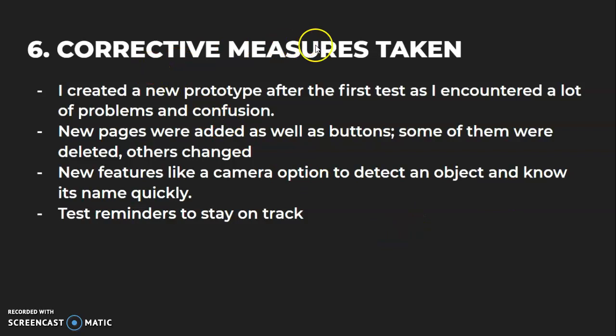So the corrective measures taken. As I said, I created a new prototype after the first test, as I encountered a lot of problems and confusion with the first user. New pages, as we saw, new buttons, new arrangement of elements. Things were deleted, other things were changed. But I think it's the nature of UX. When you detect problems, you have to redesign in an iterative way, so to speak. This new camera option is quite interesting, and reminders to stay on track. Trying to fix this problem we encountered in interviews, and even our proto persona has this problem. There's no motivation, sometimes it's difficult to stay consistent.